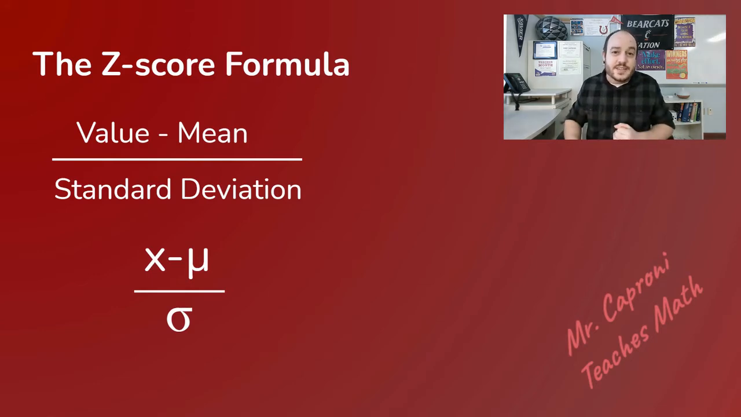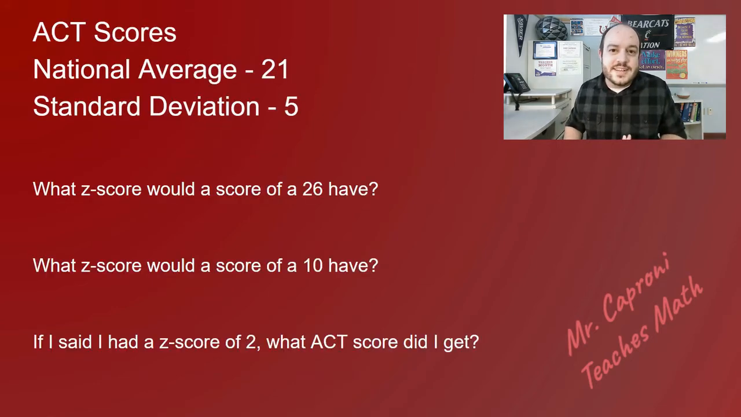And that's going to give you the z-score. So let's go ahead and try this in an example. If I'm looking back at the ACT scores like we were in the beginning of this video, I can see that the national average is a 21 with a standard deviation of about 5. It's actually lower than that, but let's keep it easy for this example. So if I'm looking at a score of 26, what would that have as a z-score?